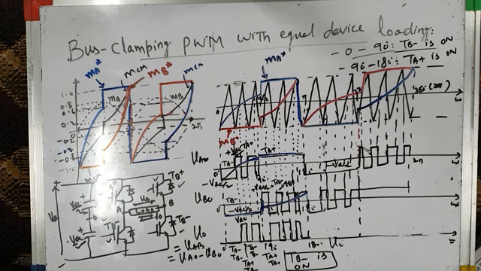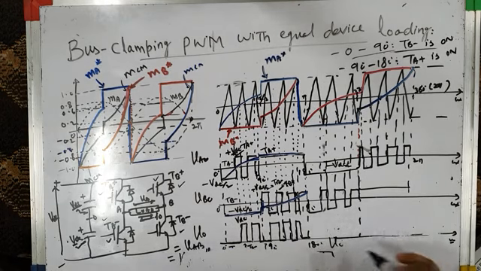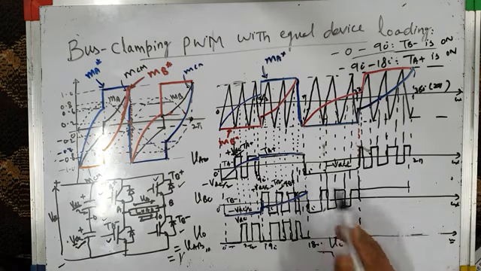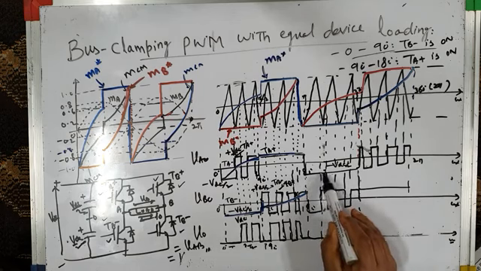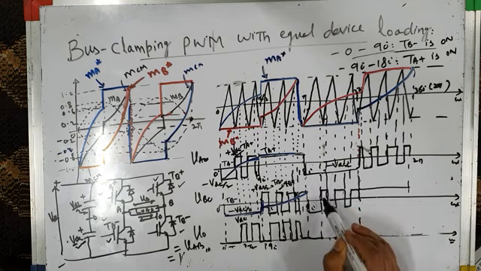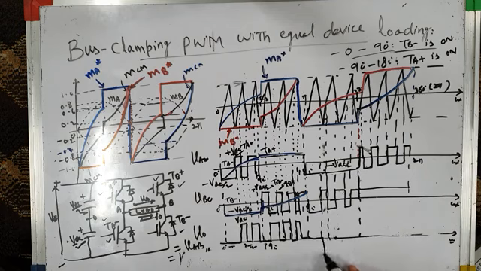What about load voltage? Now it is interesting to see the load voltage pattern. Now we know load voltage is VA minus VB, VAO minus VBO. This is my load voltage. यहाँ से यहाँ आप देखिए, your load voltage is VAO minus VBO, minus VDC by 2 plus VDC by 2. It is 0. Then during this interval, it is VAO minus VBO, that's minus VDC by 2 minus VDC by 2. Minus VDC by 2 minus VDC by 2 is minus VDC.